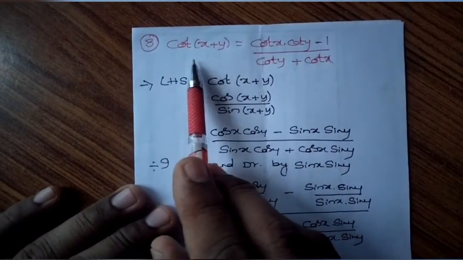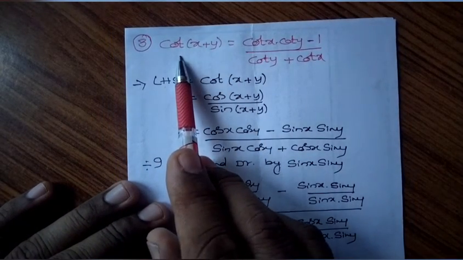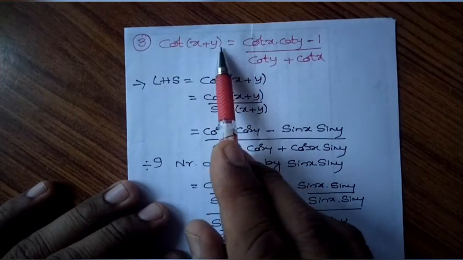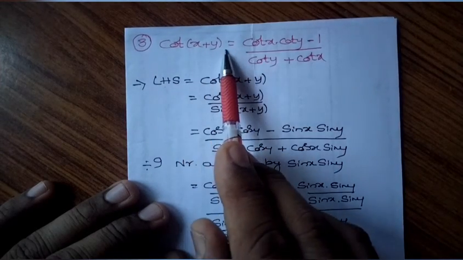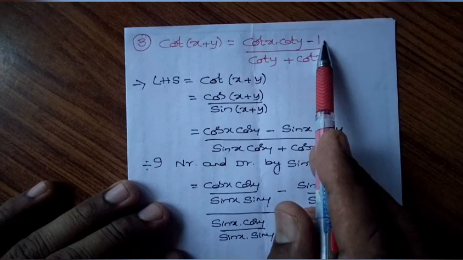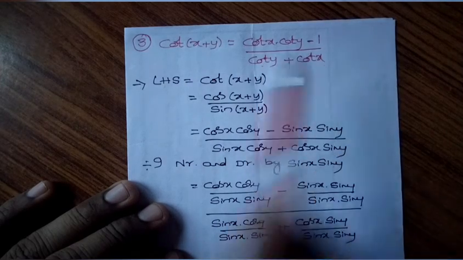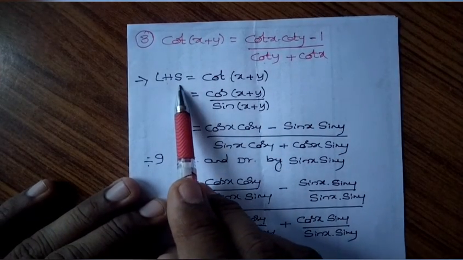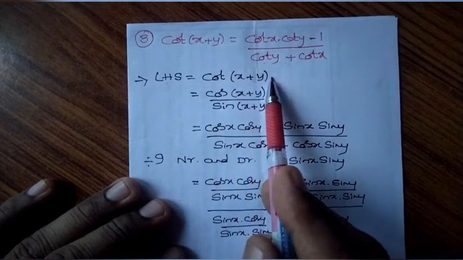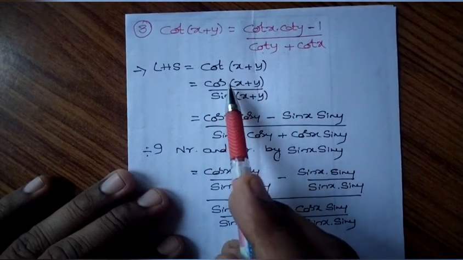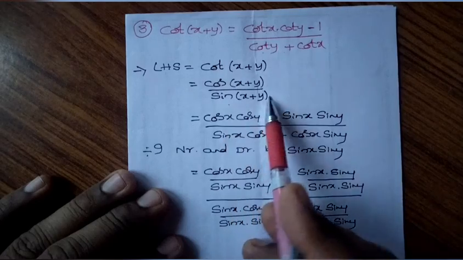Here consider LHS. First I write the formula. What we are going to prove is that cot of x plus y equals cot x cot y minus 1 whole divided by cot y plus cot x. Here I have considered LHS, cot of x plus y. Cot of x plus y equals cos of x plus y divided by sin of x plus y.